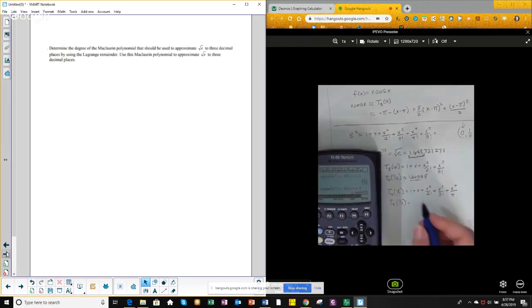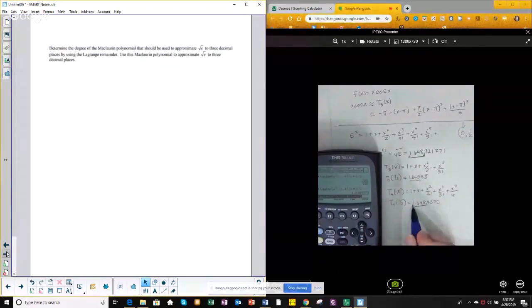It is a fraction. And what do we get here? We get 1.648475. Now, there we have it. So we only have to go to the 4th degree Taylor polynomial in order to get the accuracy that this question is asking. But the question is actually asking partly about using the Lagrange remainder. So if I were to use a 5th degree Taylor polynomial, this would only get better.